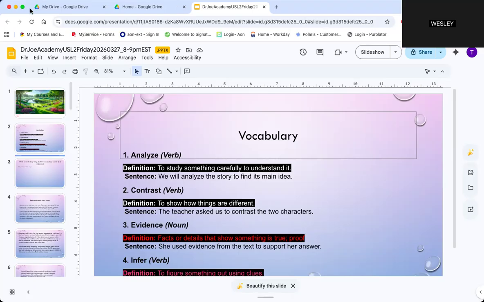Almost done, Wesley? I need like 2 or 3 minutes. That's okay. Always proofread your work after, okay? Proofread your work. So once you're done writing it, before you submit it to your teacher, always read over your work, okay?